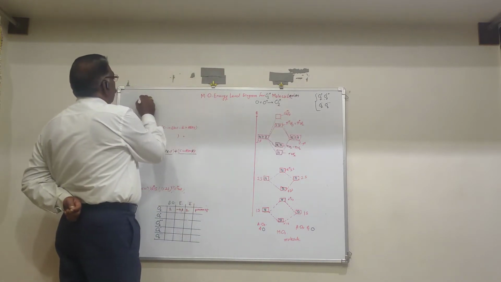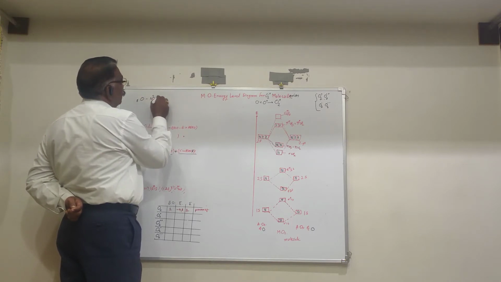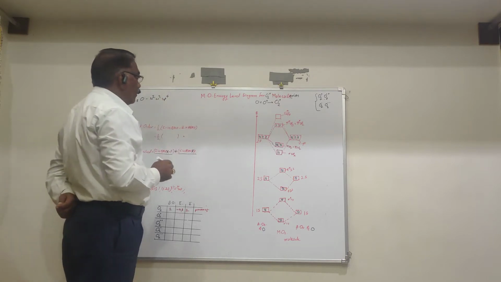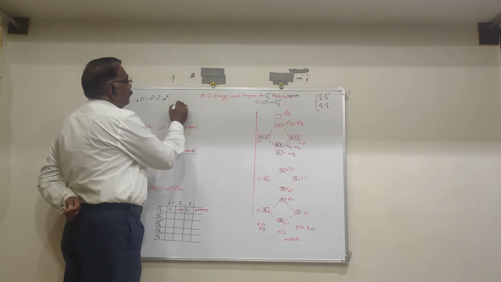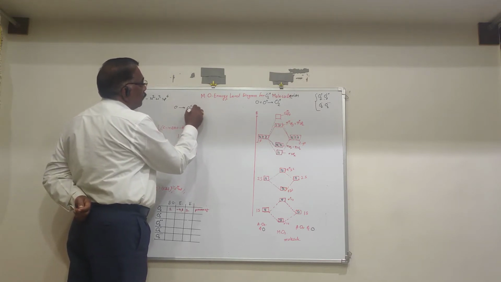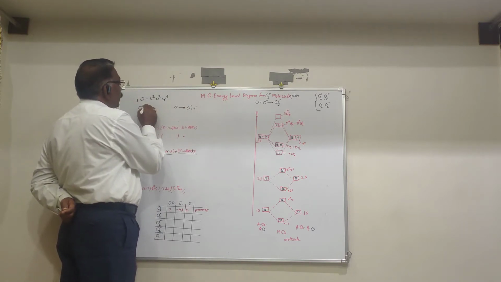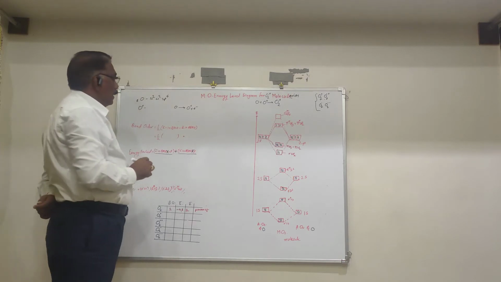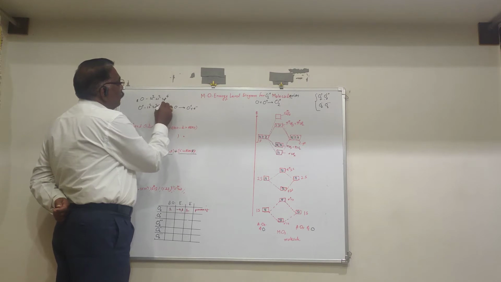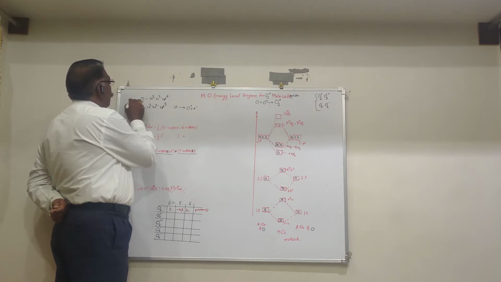See, oxygen has atomic number 8, and its electronic configuration is 1s2, 2s2 and 2p4. How is this O2 plus formed? Oxygen gives up 1 electron to become O plus. That means in the O plus ion, 1 electron is less, so the configuration is 1s2, 2s2 and 2p3.